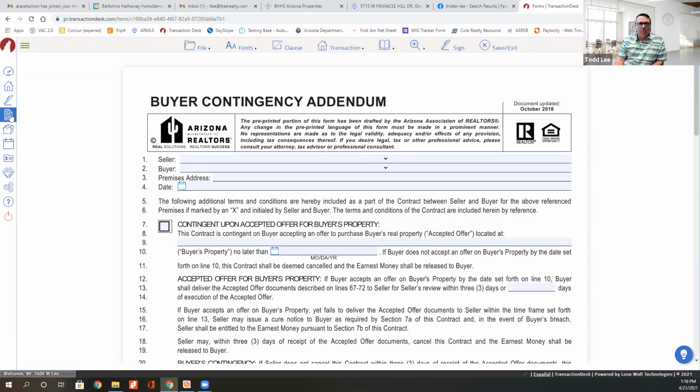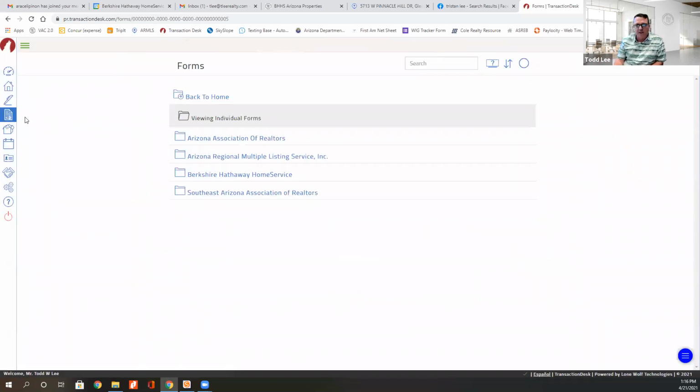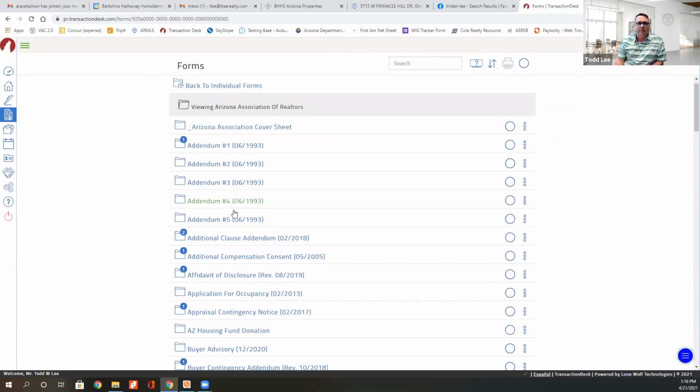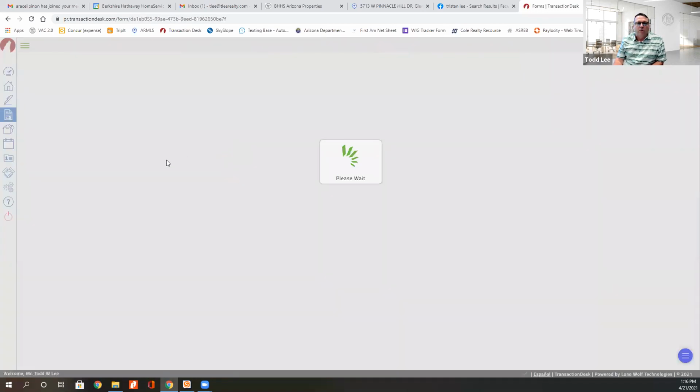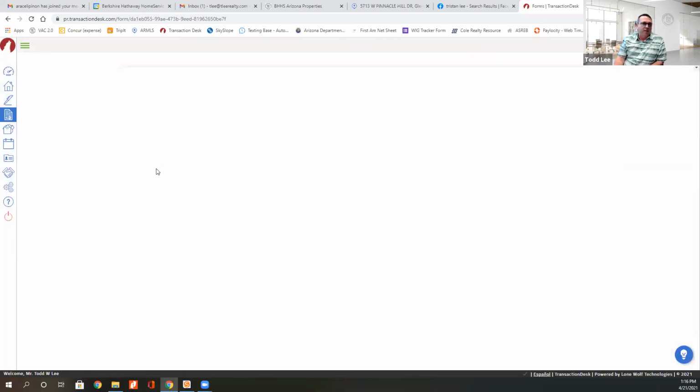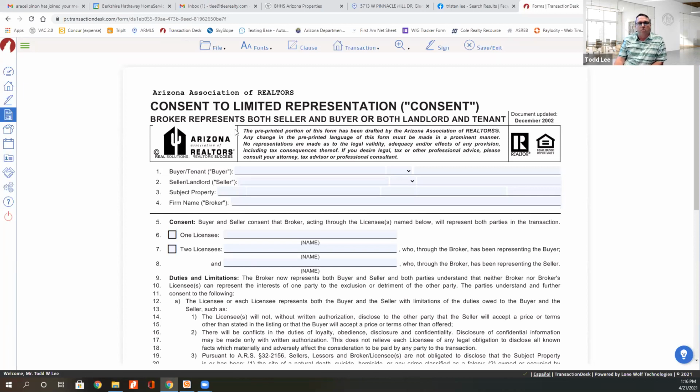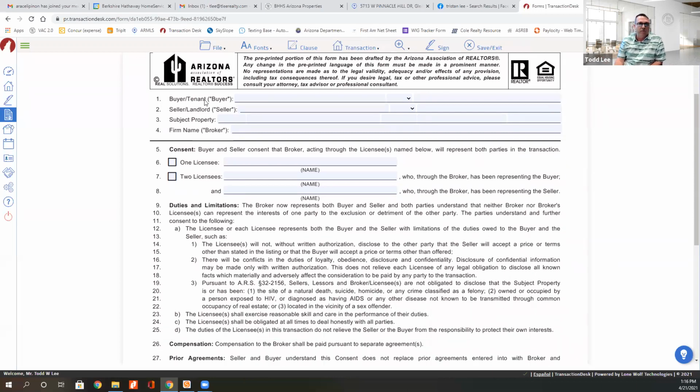All right, so we're going to go back, and the next one we're going to go into is the consent to limited representation. So the limited representation form, often called the dual agency form. This is if your broker is representing both the buyer and seller in either a lease or a purchase transaction, you have to have this consent to limited representation. So this is whether you're representing both sides or whether the brokerage is representing both sides. You need to have this form completed and filled out with everybody's information up top.